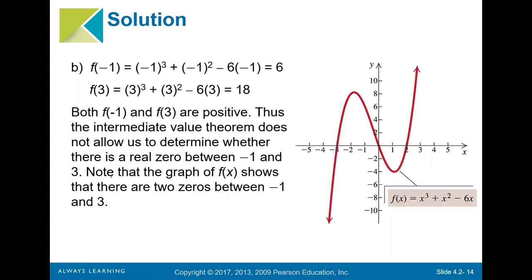Okay. Now, when we do the same thing for this other one, I plugged in -1 for a, right? We get a positive answer. Plug in 3 for b and get a positive answer. So since they are both positive and they are not opposite signs, the intermediate value theorem does not allow us to determine whether there is a 0 between -1 and 3. Note that the graph here shows that there are 2 zeros, but since the outcome came out this way, it's not going to work in this format. And that is why it's not going to work with the intermediate value theorem.